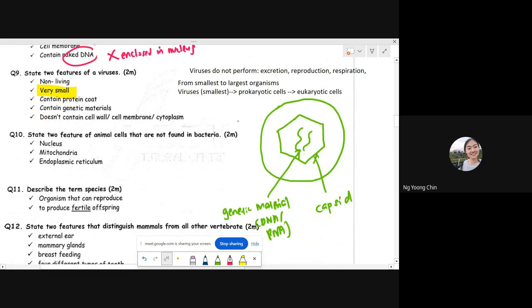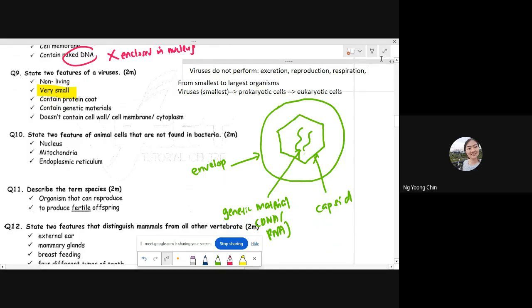And then there's an envelope. Okay, envelope of the virus. So sometimes this capsid, they will know as the protein coat.